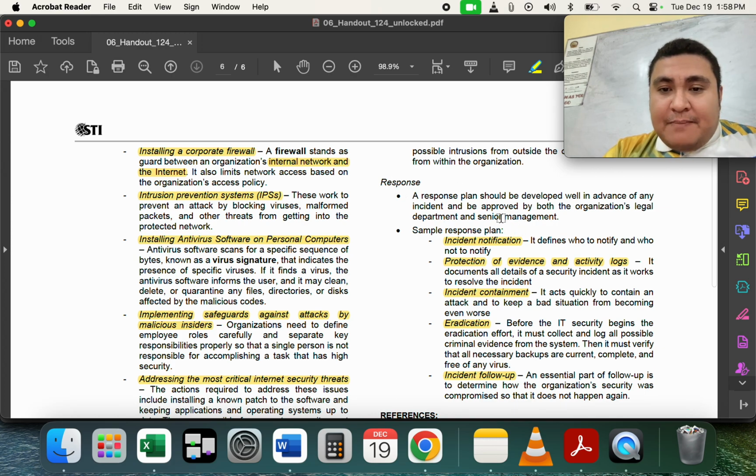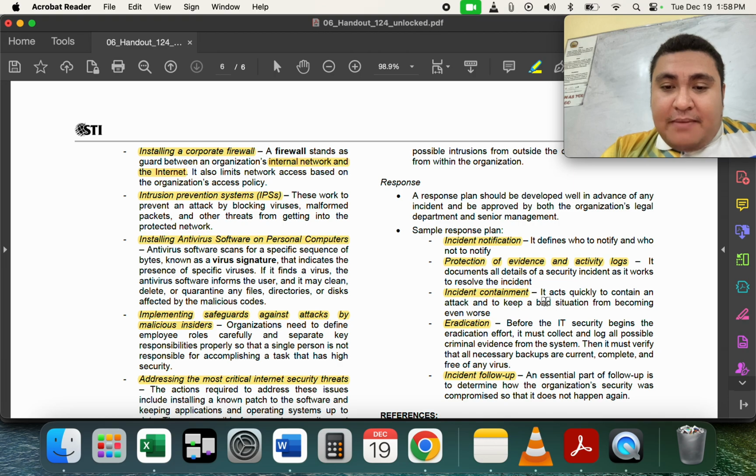So we have here a sample plan. First one is incident notification. The second one is protection of evidence and activity logs. Then incident containment, eradication, and incident follow-up. For incident notification, it means that you are able to identify who should know and who should not know about the incident. The second one is protection of the evidence. It means securing all of the needed copies for all of the documents involved, software involved, or people involved in the incident.